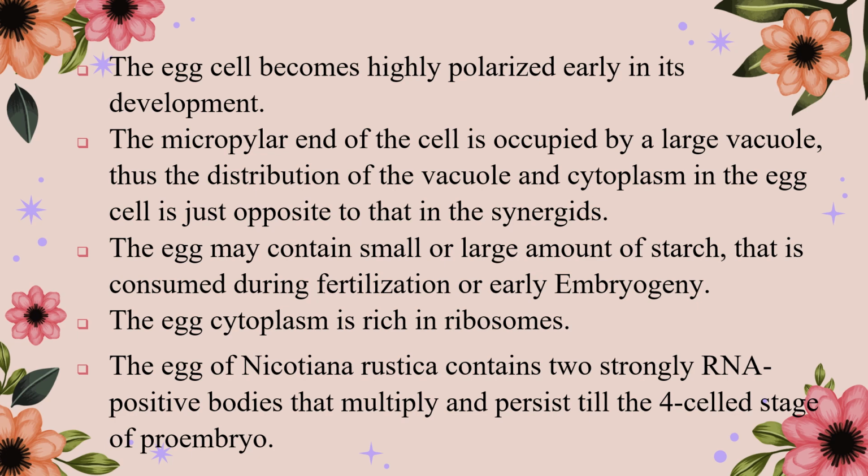The egg cell, the female gamete or oosphere, becomes highly polarized early in its development. The micropylar end of the cell is occupied by a large vacuole. Thus, the distribution of vacuole and cytoplasm in the egg cell is just opposite to that in the synergids. The egg may contain a small or large amount of starch that is consumed during fertilization or early embryogeny. The egg cytoplasm is rich in ribosomes. The egg of Nicotiana rustica contains two strongly RNA-positive bodies that multiply and persist till the four-cell stage of the proembryo.